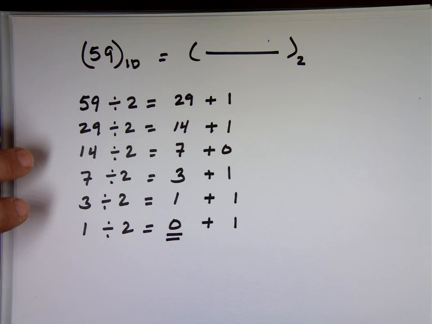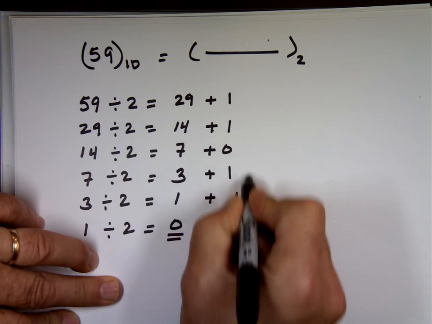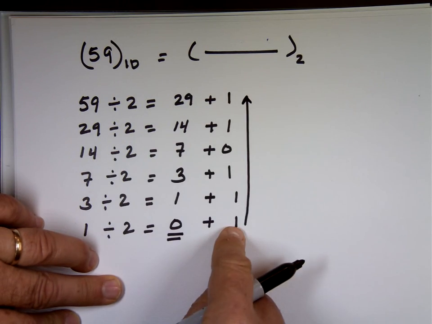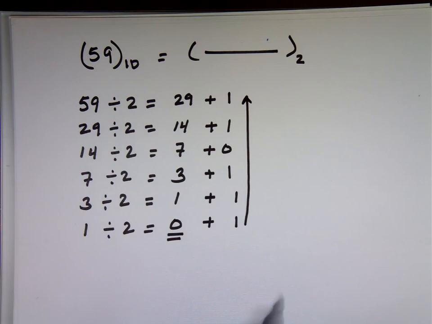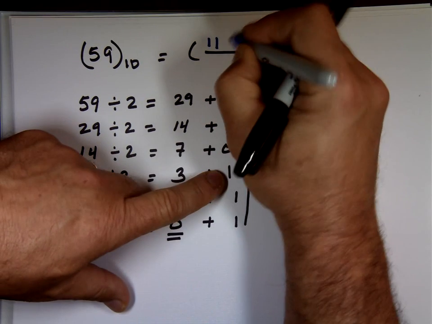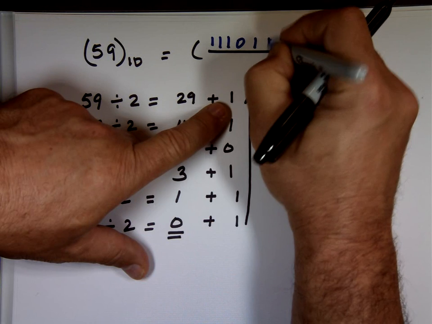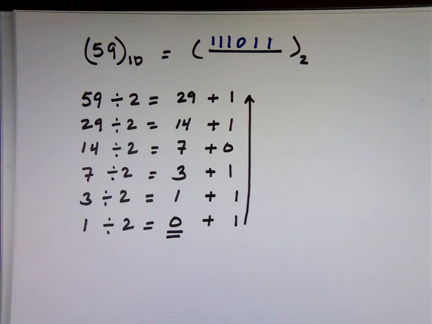Now, you and I, when we write a number, we write them left to right, right? So you're going to read this backward if you're going to write them left to right. This number here goes on the left. So the answer is 1, 1, 1, 0, 1, 1. That's what 59 is.